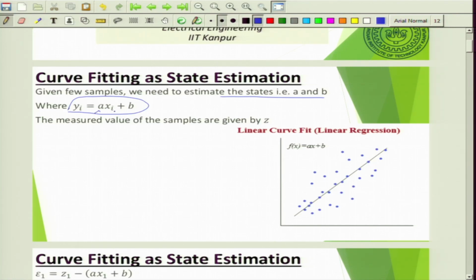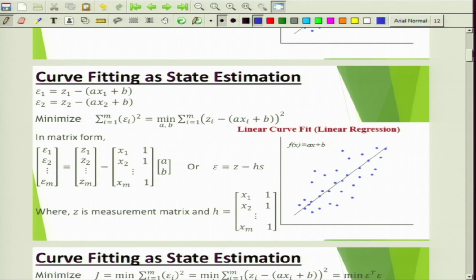Y is equal to Ax plus B. So the measured value of the samples is given by Z. This is the actual measured value. Now you are trying to estimate the states of that measured value, right? So this can be expressed using a curve fit formula, f of x is equal to Ax plus B. That is the output that you need to find. This depends upon the state variables A and B and the input variable x, right. So the objective is to obtain that specific curve fitting function which will be able to estimate the states of the given measurement.